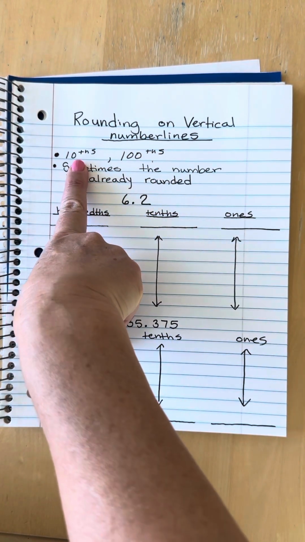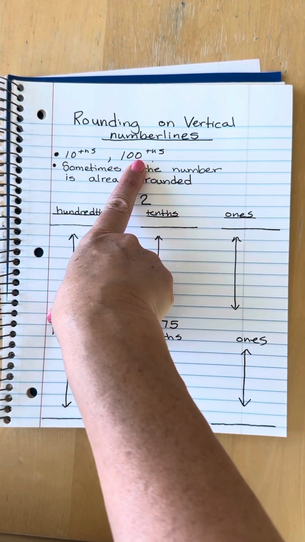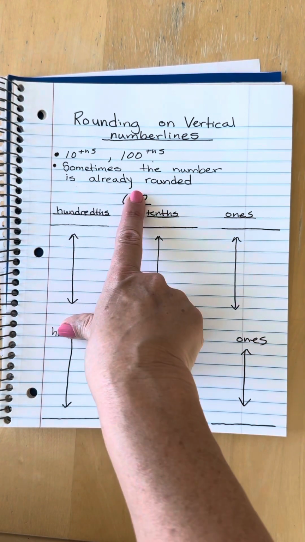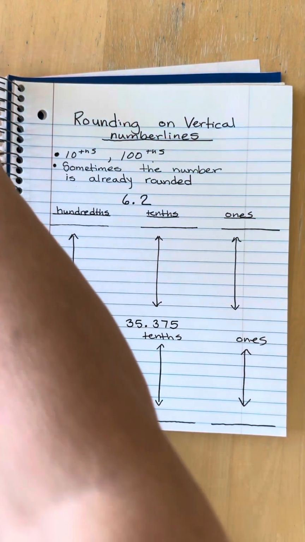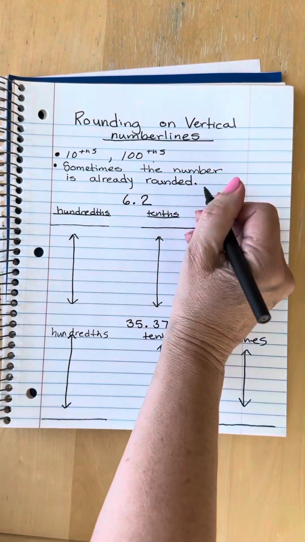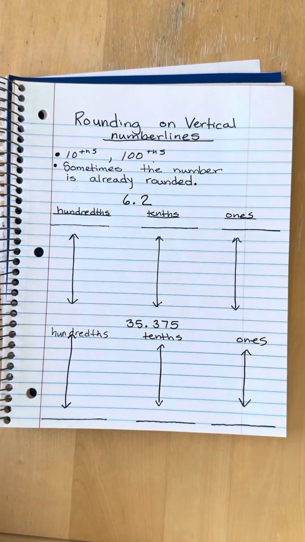We're going to be including tenths, hundredths. We're also going to be doing ones. Sometimes the number's already rounded, so I don't want that to confuse you, that it's not always changing. So we're going to start with an example. We're going to do two examples of this.